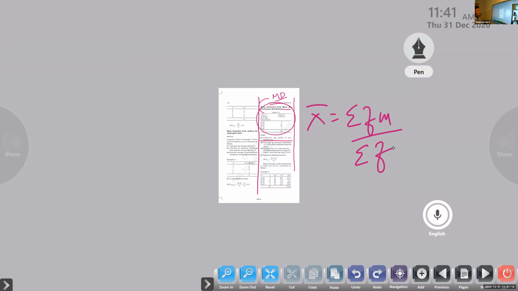So the equation is x bar, the mean, is equal to sigma fm divided by sigma f. First of all, use this equation to find out the mean of this grouped data. I just wrote the equation to find out the mean only, not the mean deviation, just the mean of that data. Sigma fm divided by sigma f. Find it out.